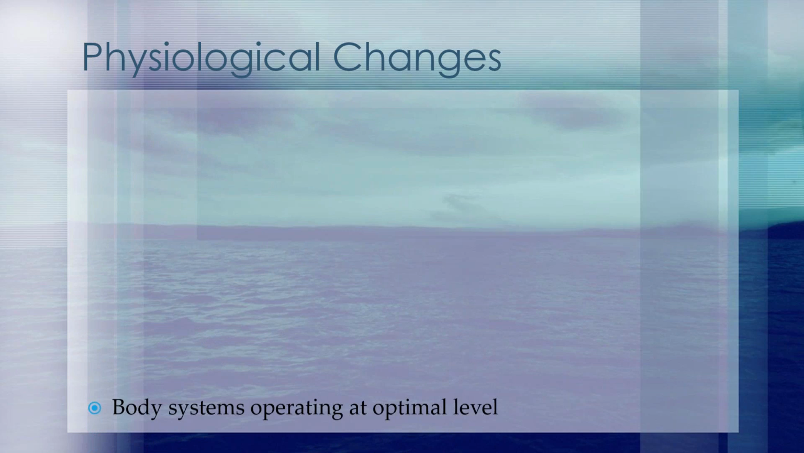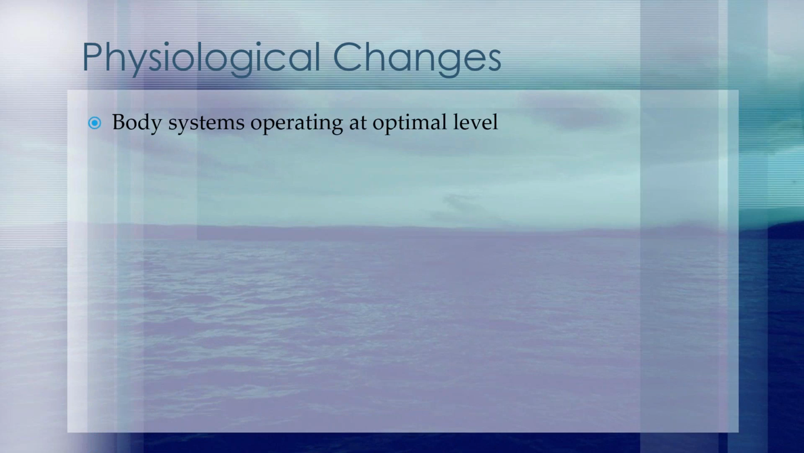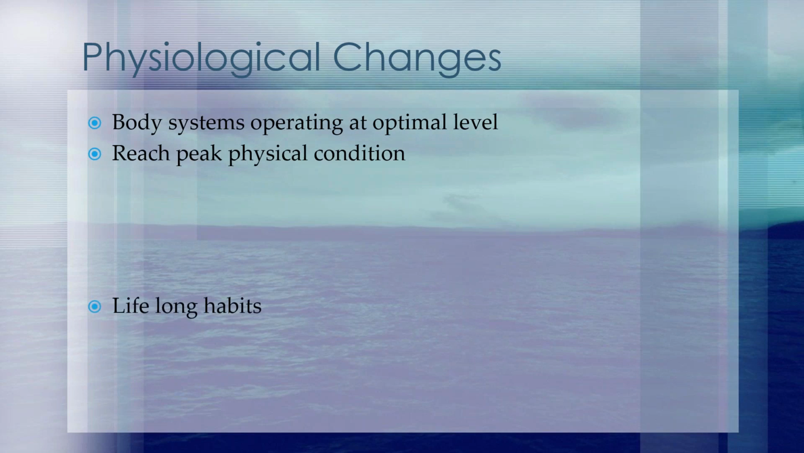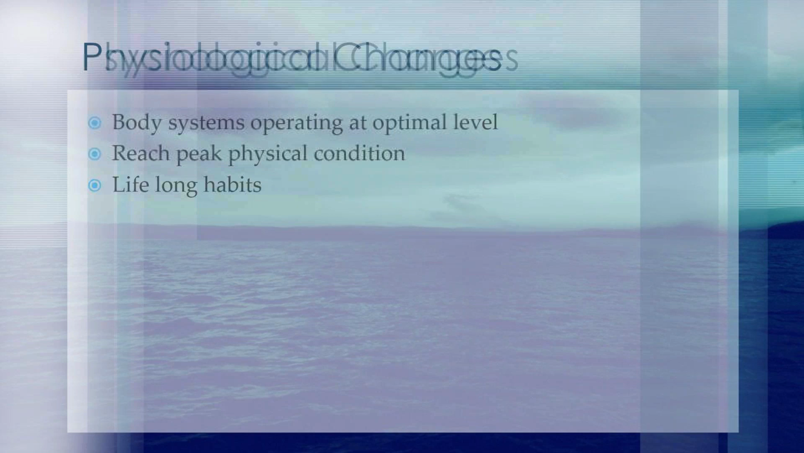With our psychological changes, again, they are operating at that optimal level, reaching that peak physical condition. And this is where we start to see lifelong habits develop. Lifelong habits such as diet, exercise, alcohol use, tobacco use, and drug use too. So this age group really reflects upon the later adulthood phases of how we developed our lifelong habits at this specific age range.